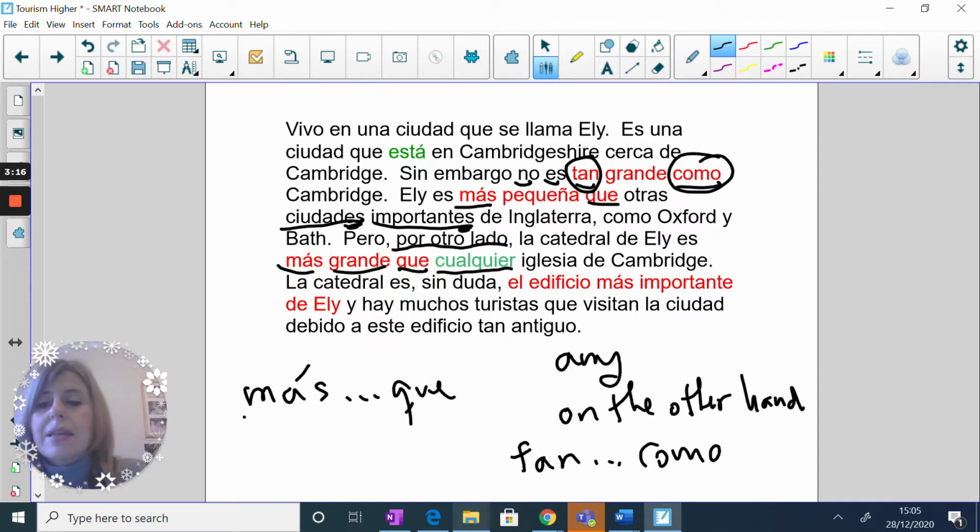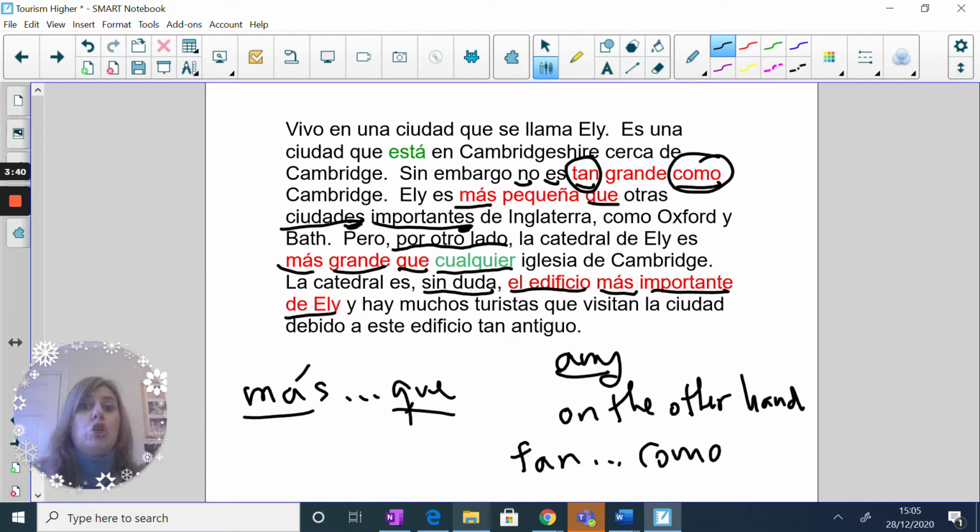We know más que is more than. Cualquier, any church of Cambridge. La catedral es sin duda, without a doubt, a really good thinking word as well, el edificio más importante de Ely. The building most important of Ely. This is basically literal translation. In good English, the most important building.